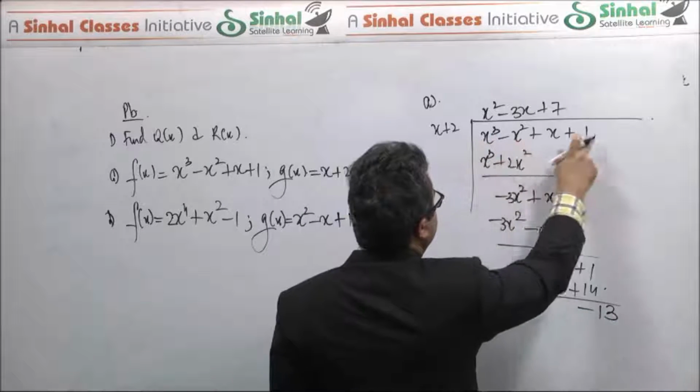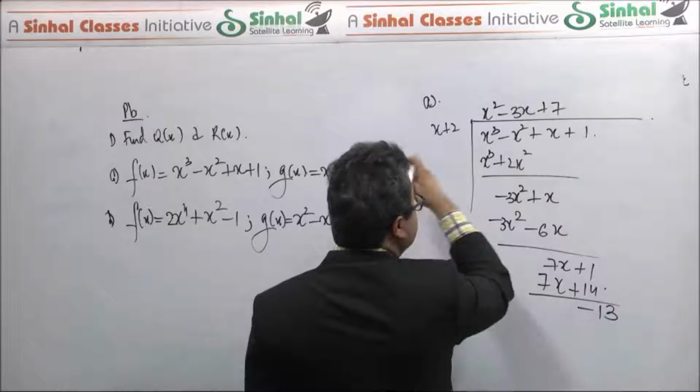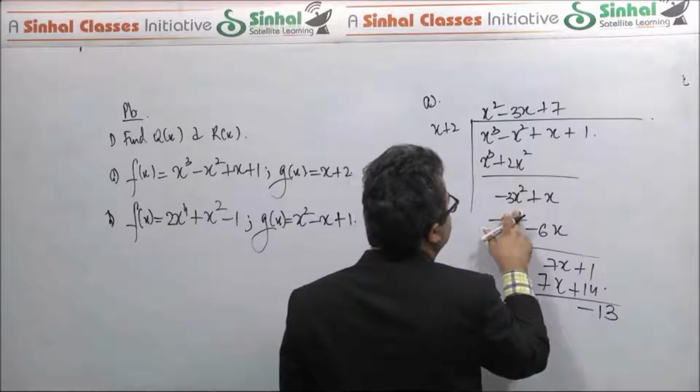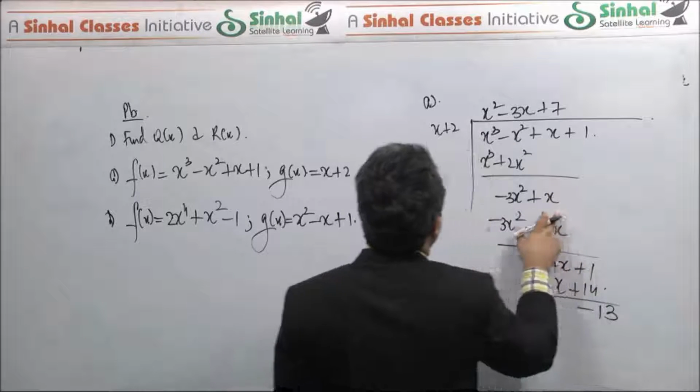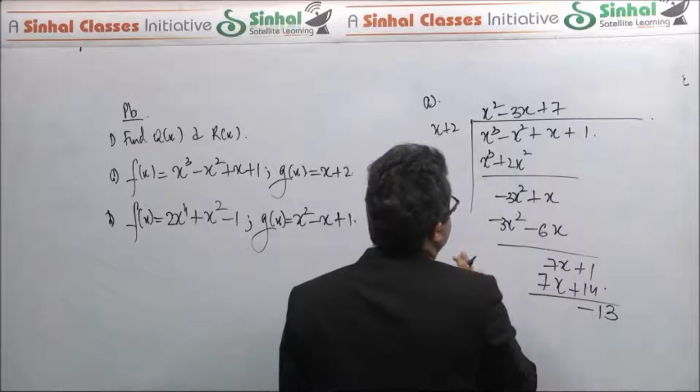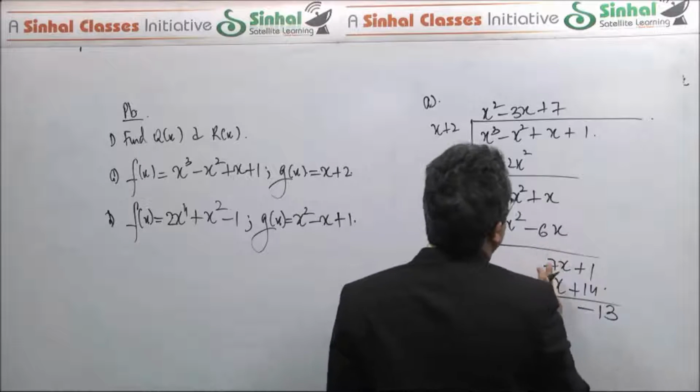x cube minus x square plus x plus 1, divided by x square, x cube plus 2x square. Subtracted, so I got a minus 3x square plus x. Minus 3x square by x, so that's a minus 3x, minus 3x minus 6x. Subtracted, I got a 7x plus 1.